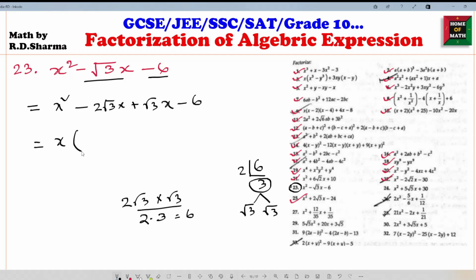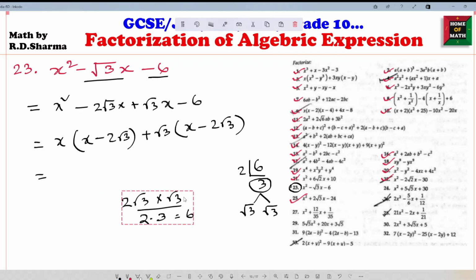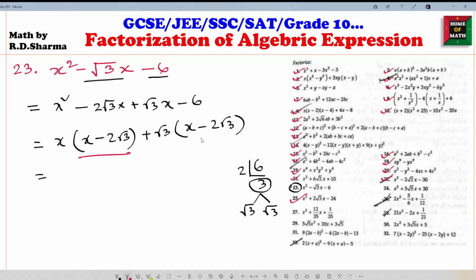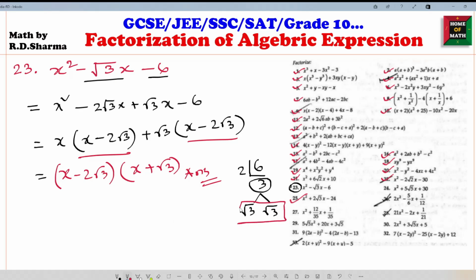So we can take common x, so here is x minus 2 root 3 and here is plus, once we take common root 3, it will become x minus 2 root 3. Okay, so we can take common x minus 2 root 3, x minus 2 root 3. So our balance thing is x plus root 3. This is our answer. Okay, it's not tough math, but we have to keep practicing this type of root.